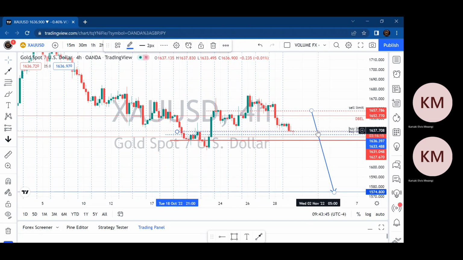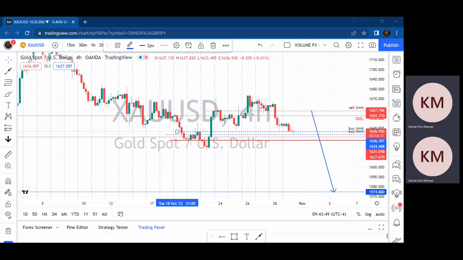Can I share my screen quickly with my MetaTrader? Tell me if I have understood the sell limit, if this is the sell limit. Can I do that very quickly?